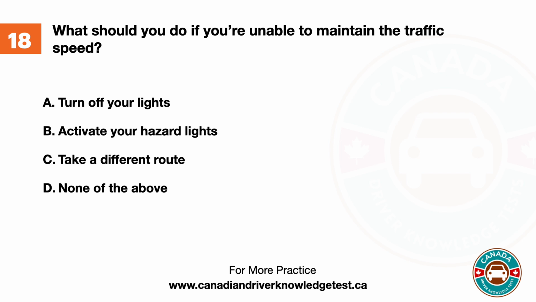Question 18. What should you do if you're unable to maintain the traffic speed? A. Turn off your lights. B. Activate your hazard lights. C. Take a different route. D. None of the above. The answer is B. Activate your hazard lights.